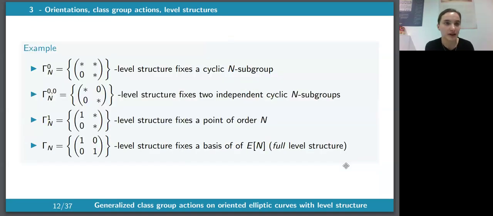Let me give you some more typical examples. You can play the same game that we've just played. If we take, for example, matrices with zeros on both the top right and bottom left corners, then the corresponding level structure will fix two independent cyclic subgroups of order n. If we fix the first column to be (1, 0), then the level structure fixes a point of order n. If we take the subgroup that only contains the identity matrix, then the level structure will fix really a basis of n-torsion, and we call such a level structure a full level structure.